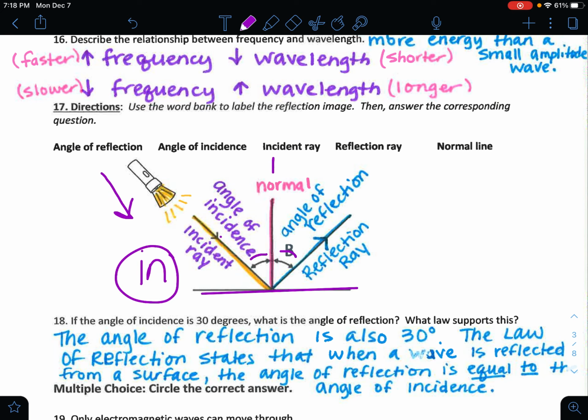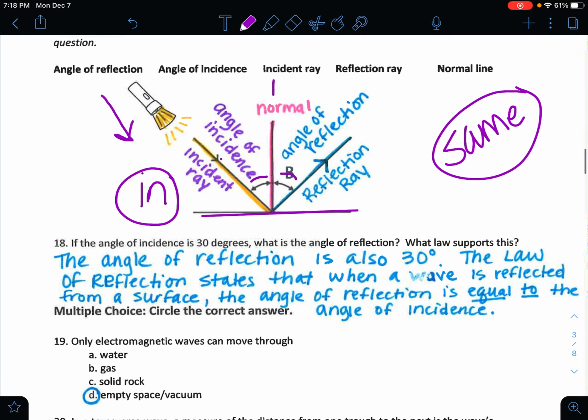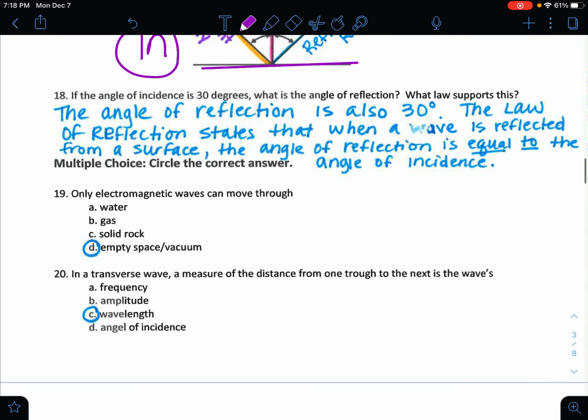So the law of reflection states that when a wave is reflected from a surface, the angle of reflection is equal to the angle of incident. So they have to be the same. Okay. If one decreases, the other decreases. If one goes up, the other goes up. If one is 32, the other is 32. Okay? All right, because they are the same.